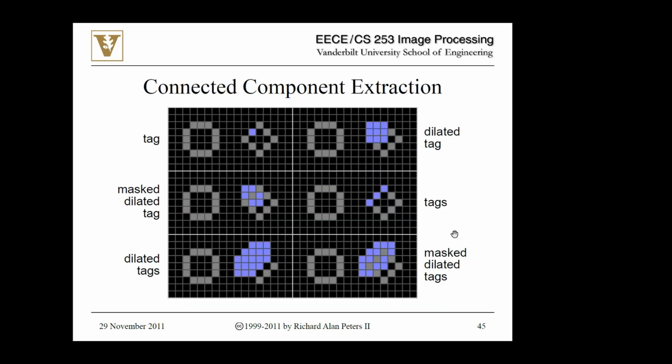And I can use this to label objects. So let's say that you have a couple of objects in your image, and you want to count. The computer wants to count.